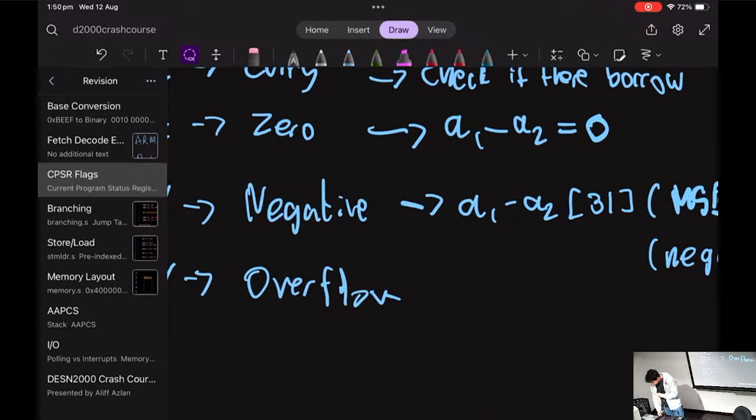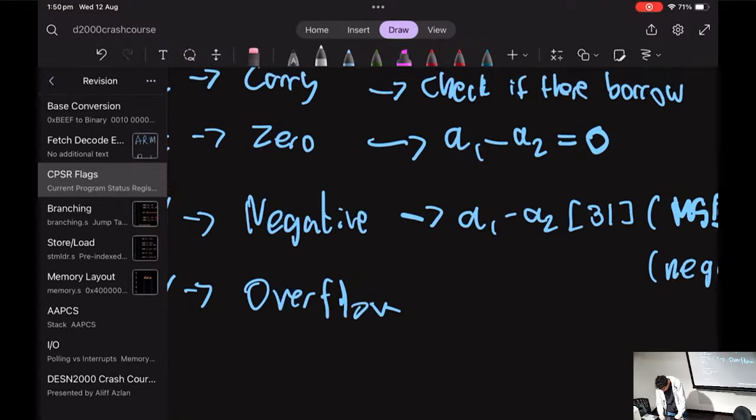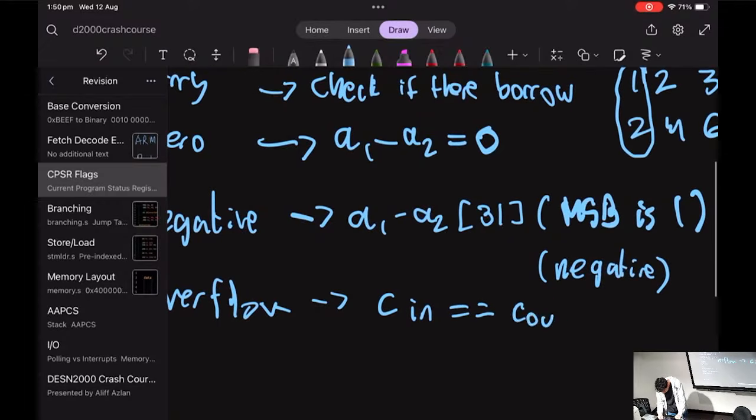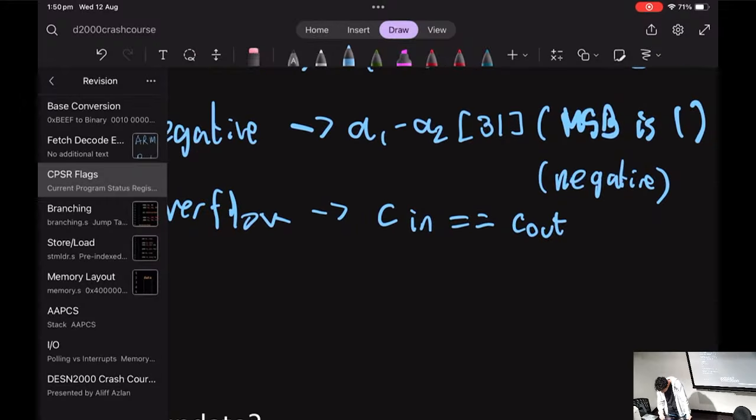The way it works is it checks if the carry coming in is equal to the carry going out. Now that's a little bit confusing, right? But let's follow an example.